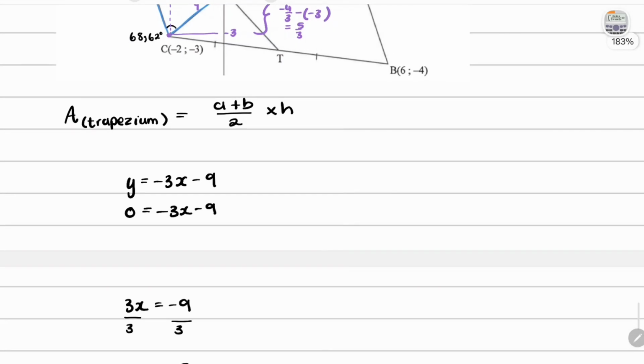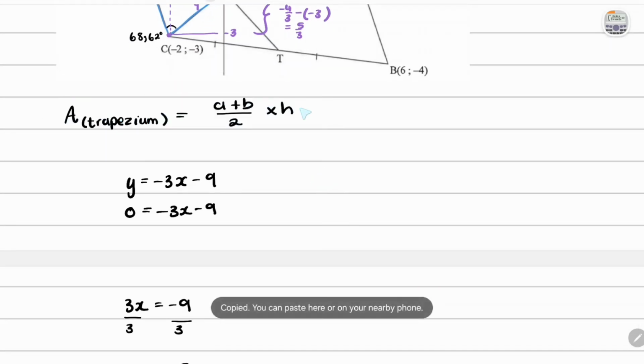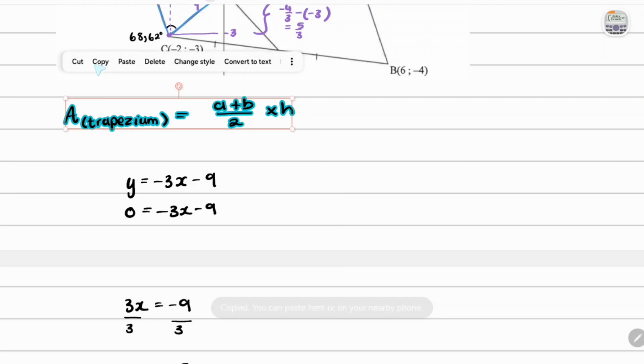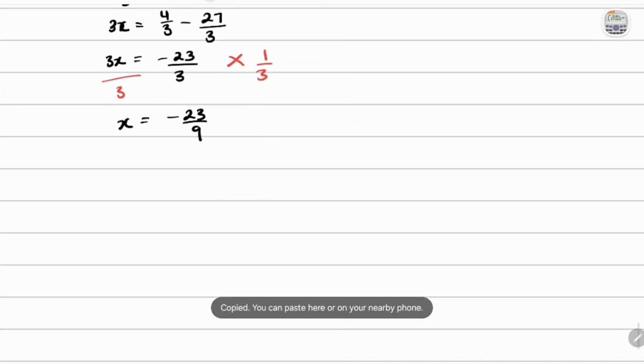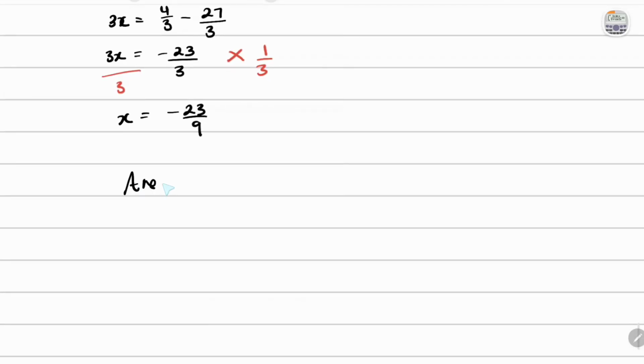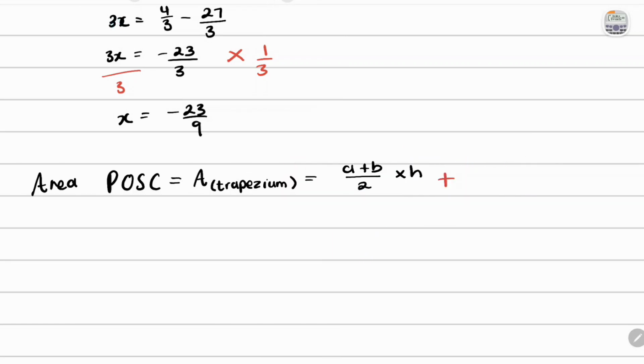So this is how we're going to find it. Instead of finding each of these individually, let's just put it all together as one. So we can say the area of this shape POCS is equal to the area of the trapezium plus the area of the triangle. And we know we find the triangle by saying a half times the base times the height.